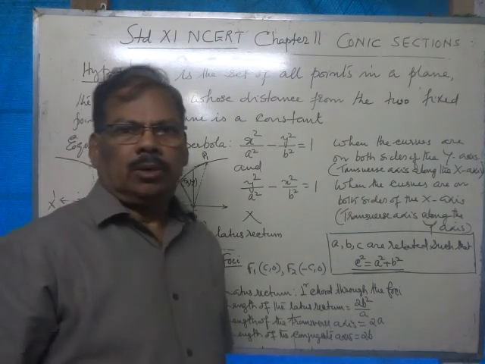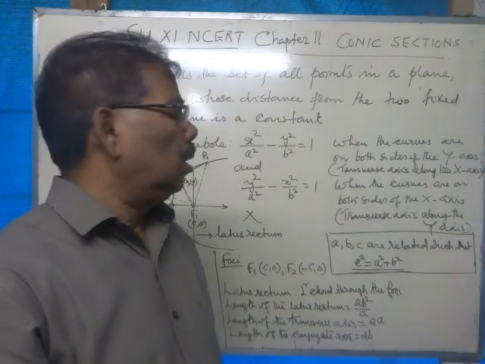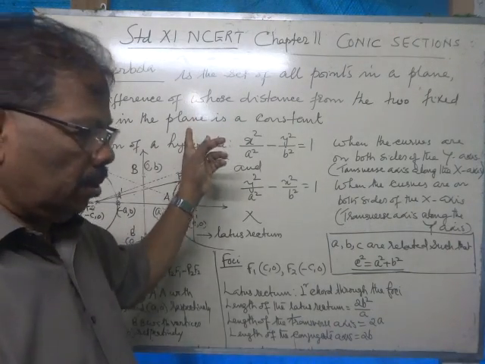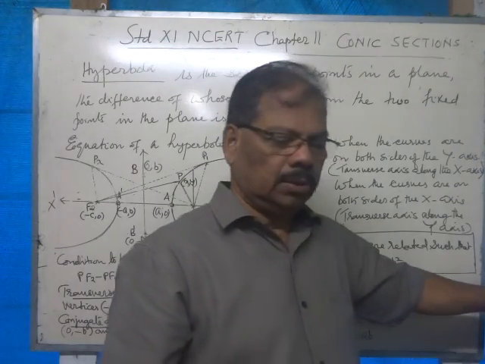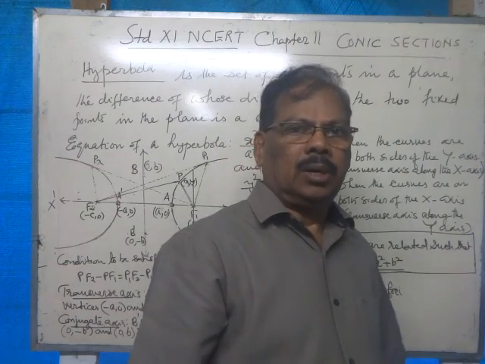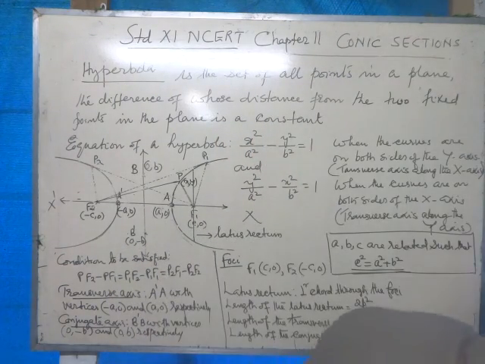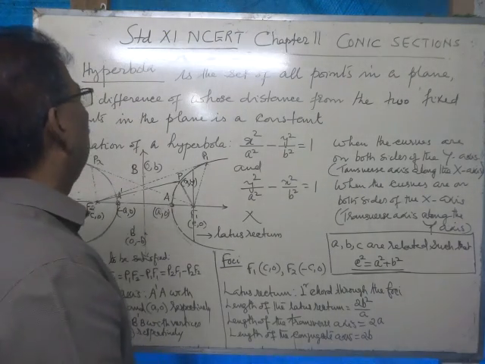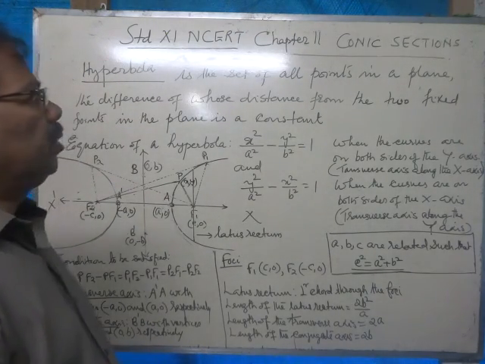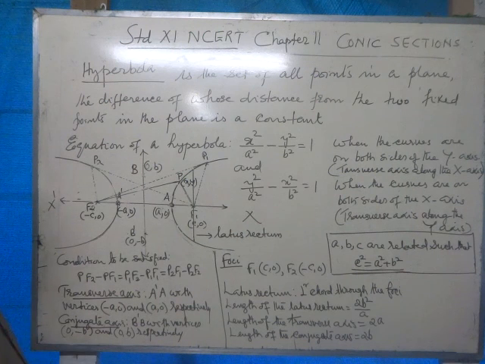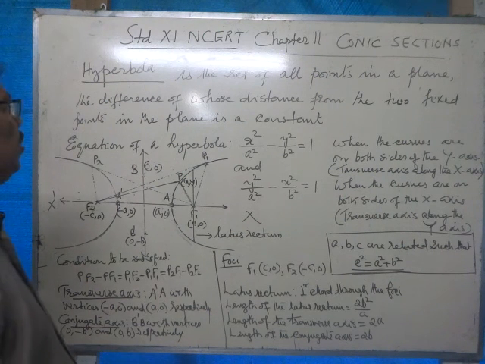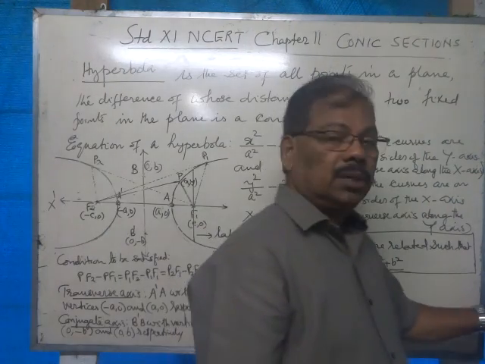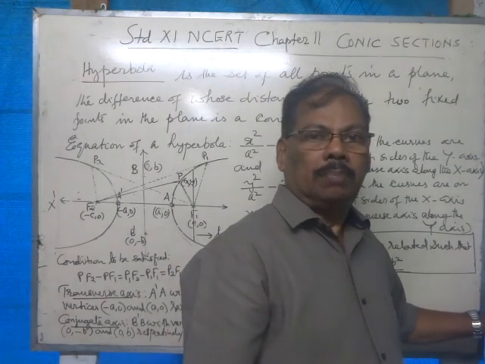Hi friends, let us continue +1 mathematics. Hyperbola. In conic sections, we have to discuss hyperbola. And what is a hyperbola? Hyperbola is the set of all points in a plane, the difference of whose distance from the two fixed points in the plane is a constant. That is the definition given for hyperbola.